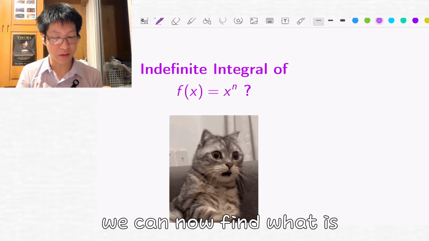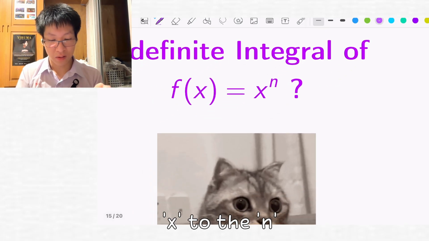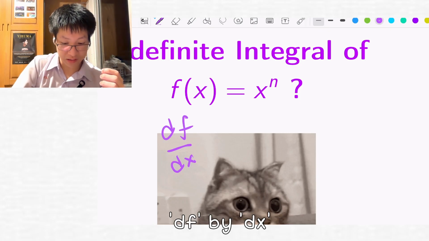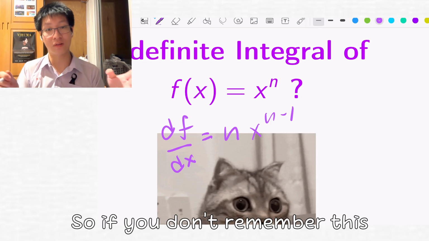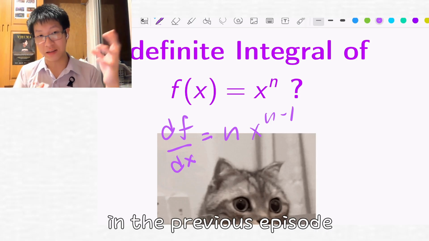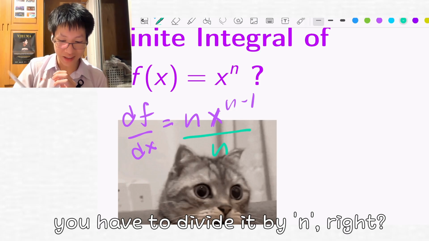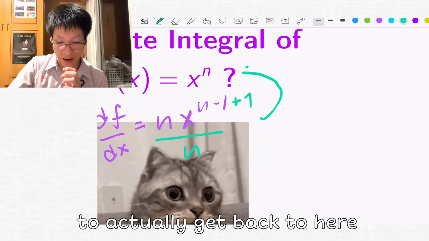For example, let's find the integral of x to the n. If you take the derivative, df by dx, you end up with n x to the n minus 1. If you don't remember this, we proved it in the previous episode. To reverse it, you have to divide by n, and you have to add 1 to the exponent to get back to x to the n.